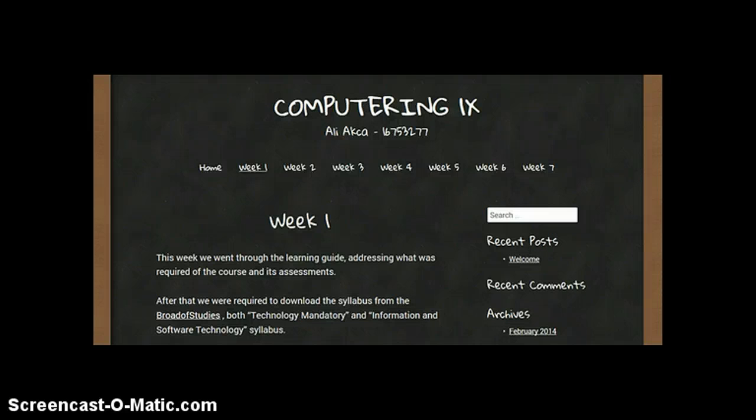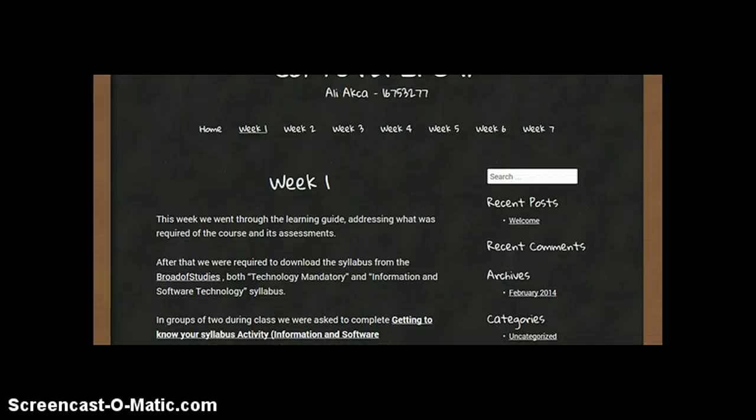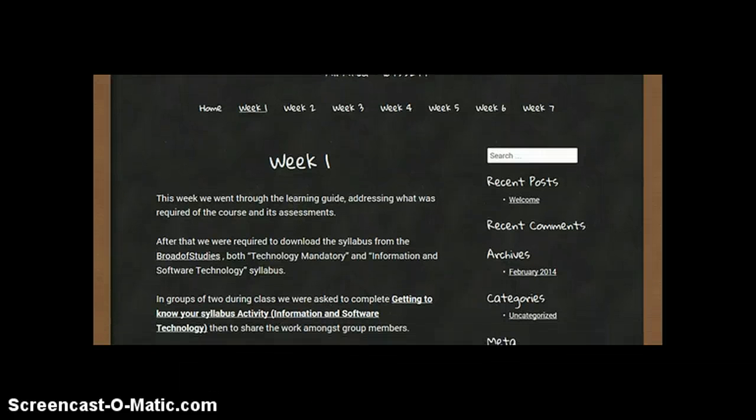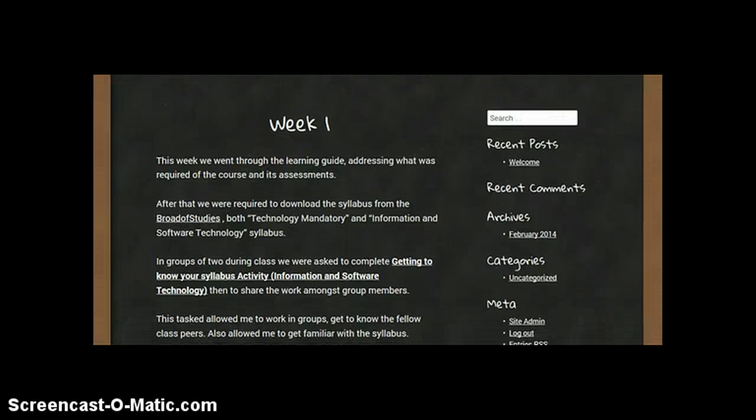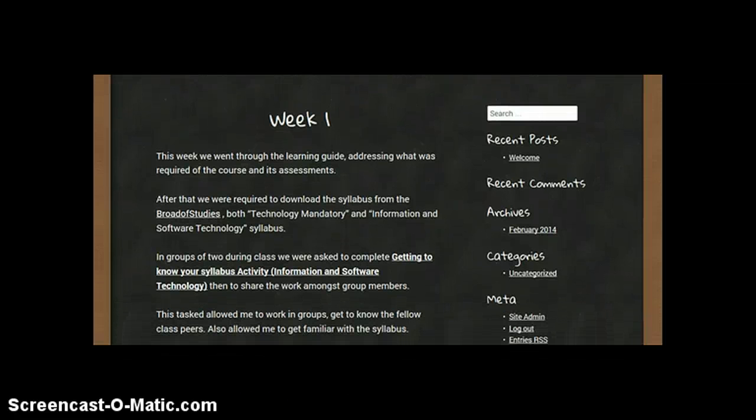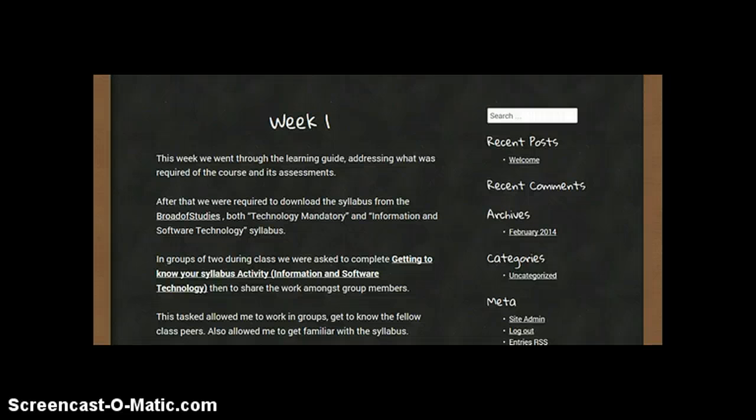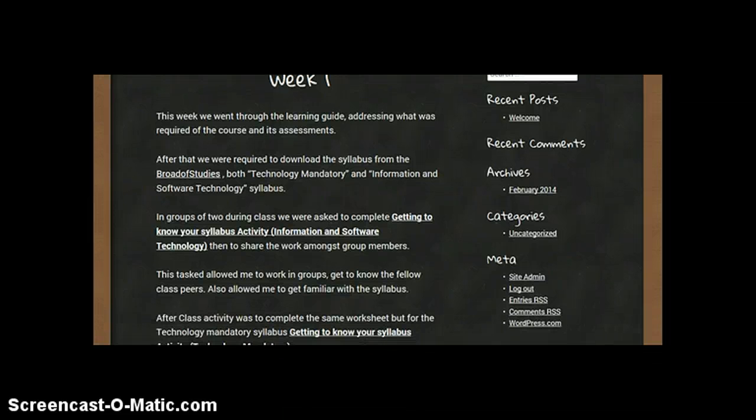What you are now seeing is my WordPress blog. During week 1, we went through the learning guide, addressing what was required of the course and its assessments. After that, we were required to download the syllabus from the Board of Studies, both Tech Mandatory and Information and Software Technology. In class, in groups of 2, we were asked to complete the Getting to Know Your Syllabus activity for Information and Software Technology.